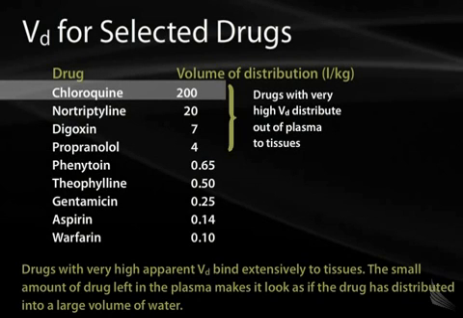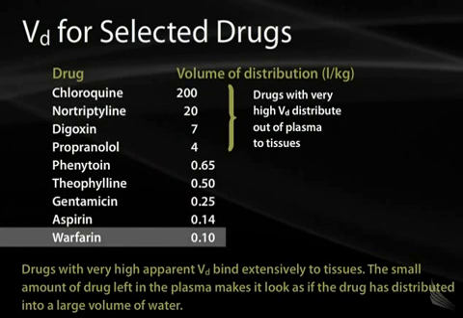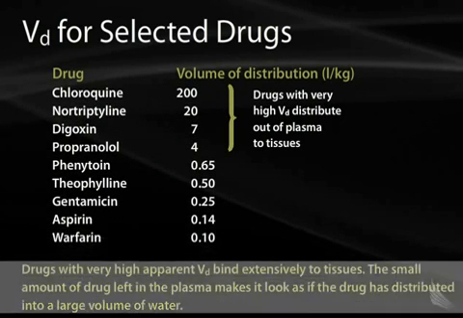Here are some other examples of volume of distribution. Chloroquine has a volume of distribution of 200 liters per kilogram, nortriptyline 20 liters per kilogram, all the way down to warfarin, 0.1 liter per kilogram. Drugs with a very high apparent volume of distribution bind extensively in tissues. Because the drug has a small amount left in the plasma, it makes it look like the drug has distributed into a very large volume of water, whereas in actuality it's bound to tissues and therefore the plasma concentration is very low, which will raise the volume of distribution.